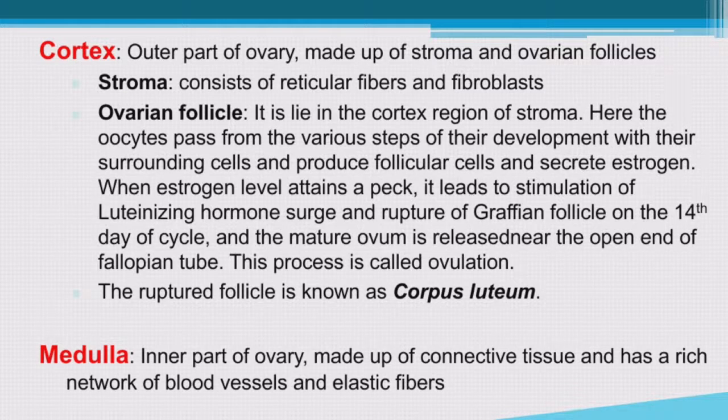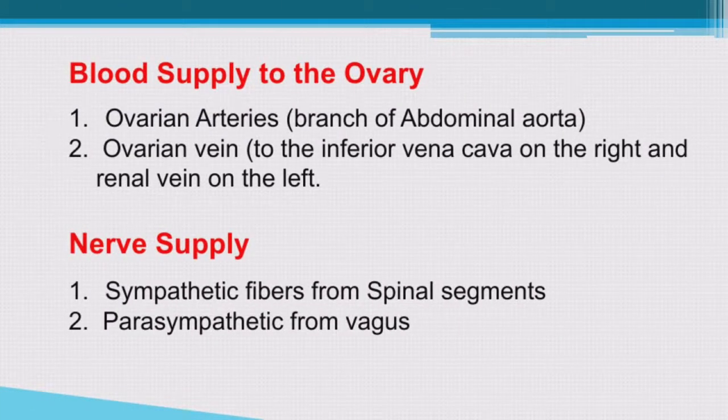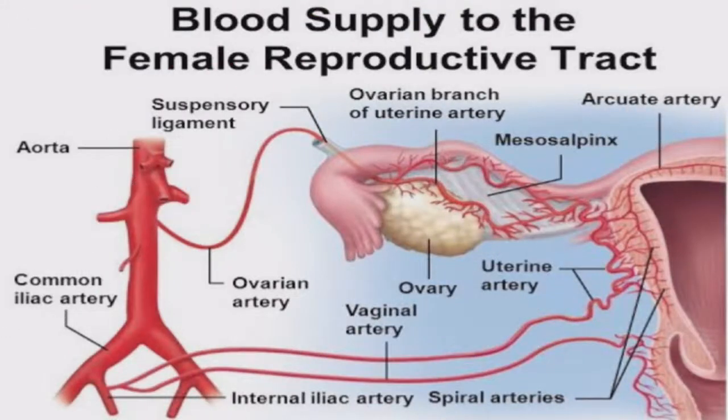Medulla, inner part of ovary, made up of connective tissue and has a rich network of blood vessels and elastic fibers. Blood supply to the ovary. 1. Ovarian arteries branch of abdominal aorta. 2. Ovarian vein to the inferior vena cava on the right and renal vein on the left. Nerve supply. 1. Sympathetic fibers from spinal segments. 2. Parasympathetic from vagus. Here I show you blood supply to the female reproductive organs.